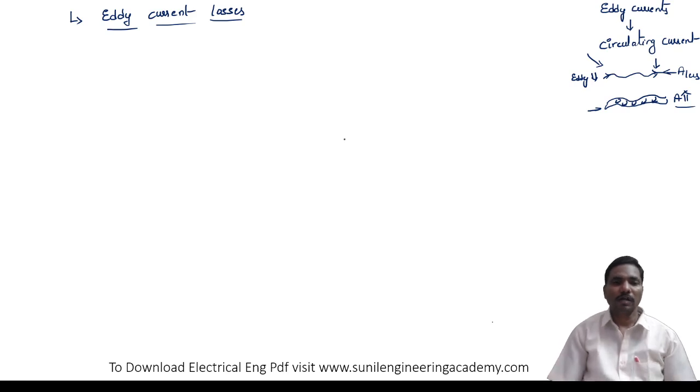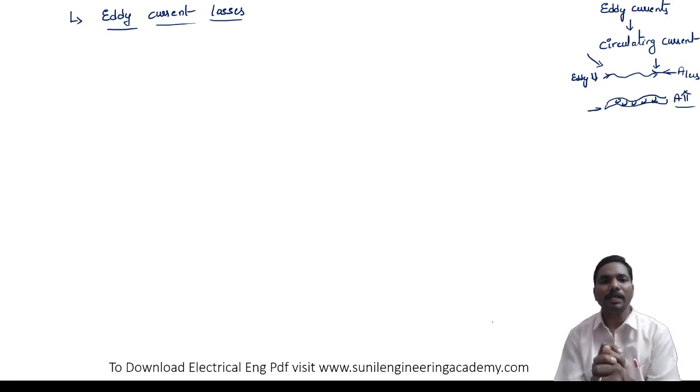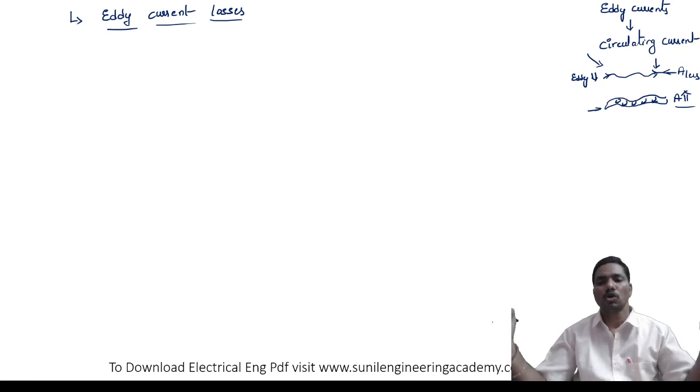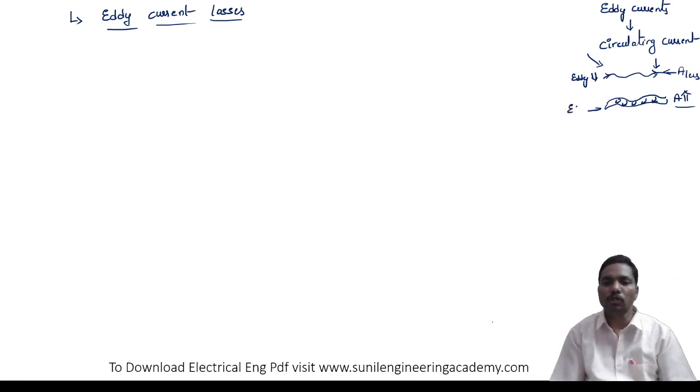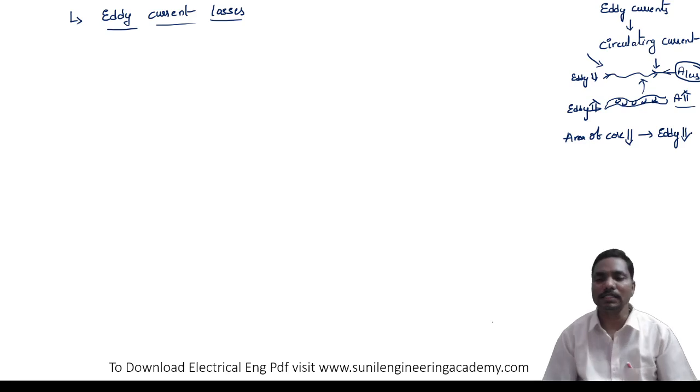So these eddy current losses occur whenever the cross-section area of the transformer core is more, then eddy current losses will be more. So to reduce the eddy currents, what do we have to do? We have to reduce the area of the core. If the area of the core is reduced, eddy currents are less, so we get less eddy current losses. So how can we reduce the area of the core? By laminations.